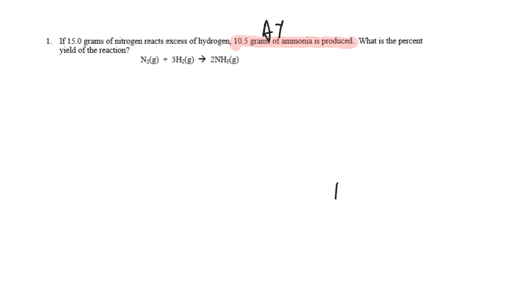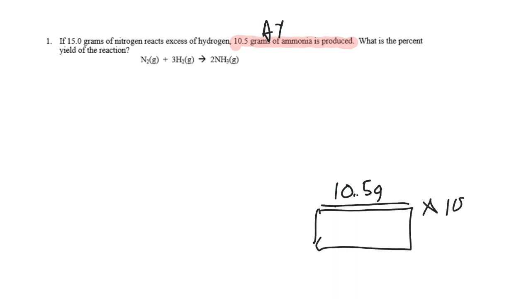And I'm actually going to set up the problem right down here. So 10.5 grams is my actual yield. That needs to then go over my theoretical yield, and then I multiply times 100. Now, I also have in here that the nitrogen is reacting with excess hydrogen. Well, we know that that is important for the purposes of the problem. So we have plenty of hydrogen to react with the nitrogen, but it's not important for the math part. So we're just going to cross that off.